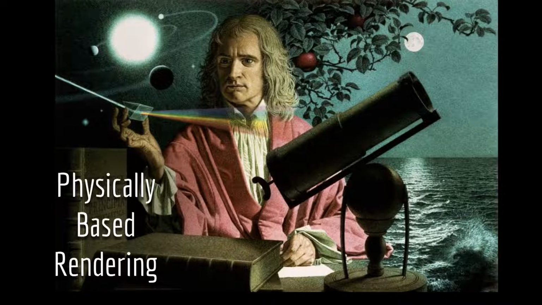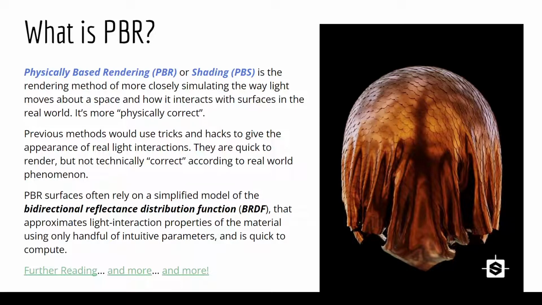Okay, in this video, we're going to talk about physically based rendering, which is an important concept to understand nowadays if you are in the animation, gaming, and visual effects field. So, defining physically based rendering is a little tricky, but the general concept is that with modern advancements in rendering and shading, we are more accurately or closely simulating the way light moves throughout a space and how it interacts with surfaces as it does in the real world.